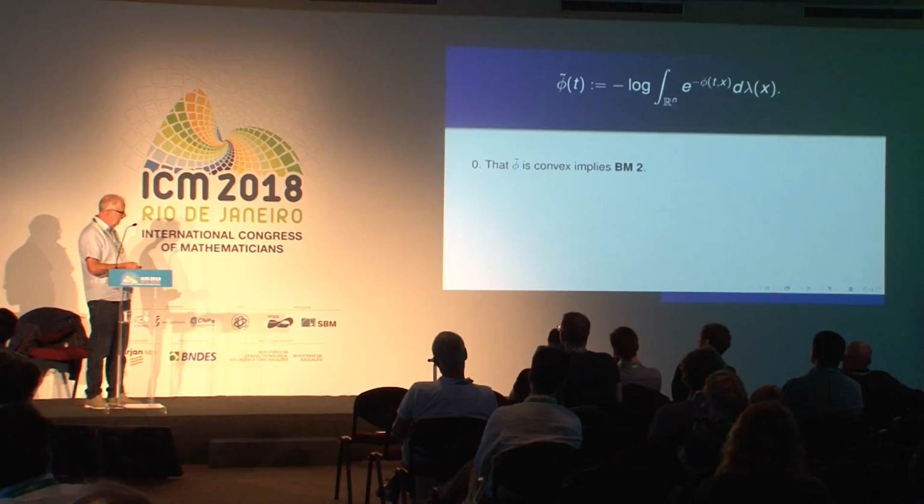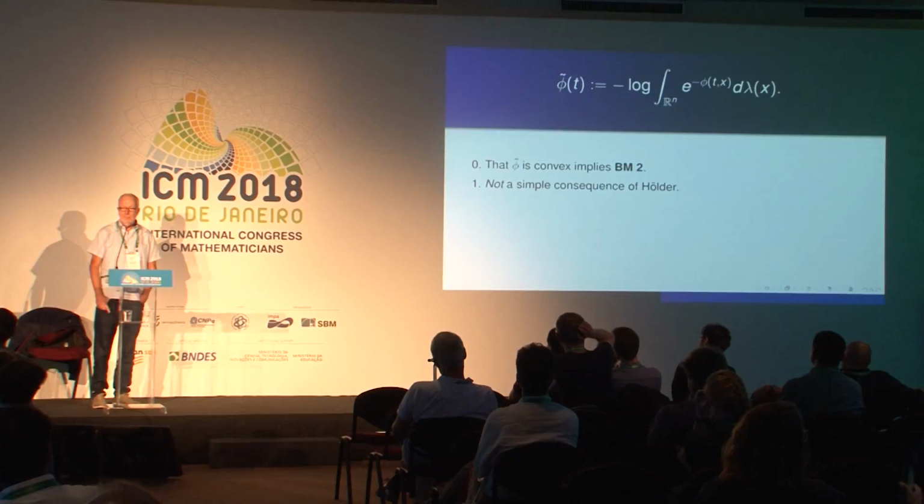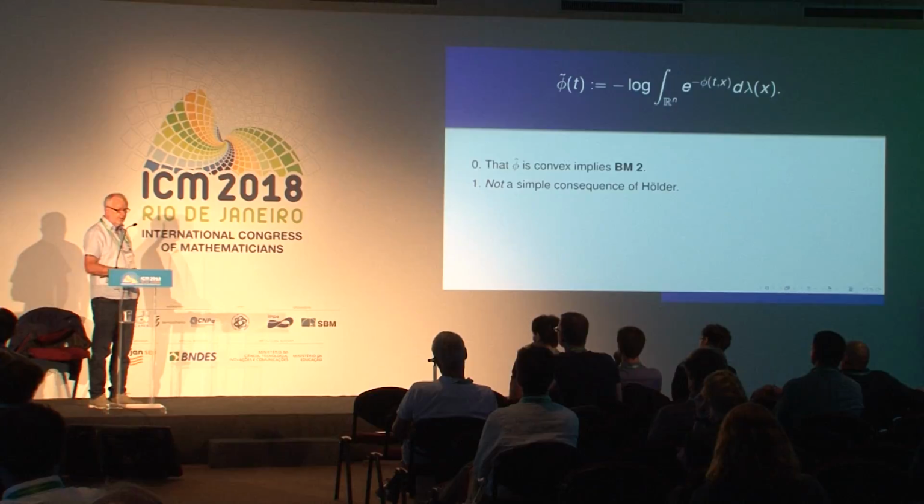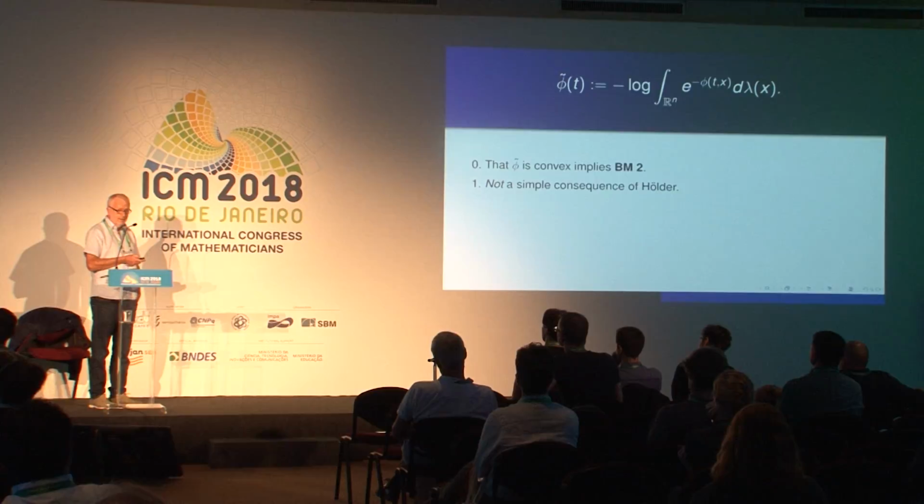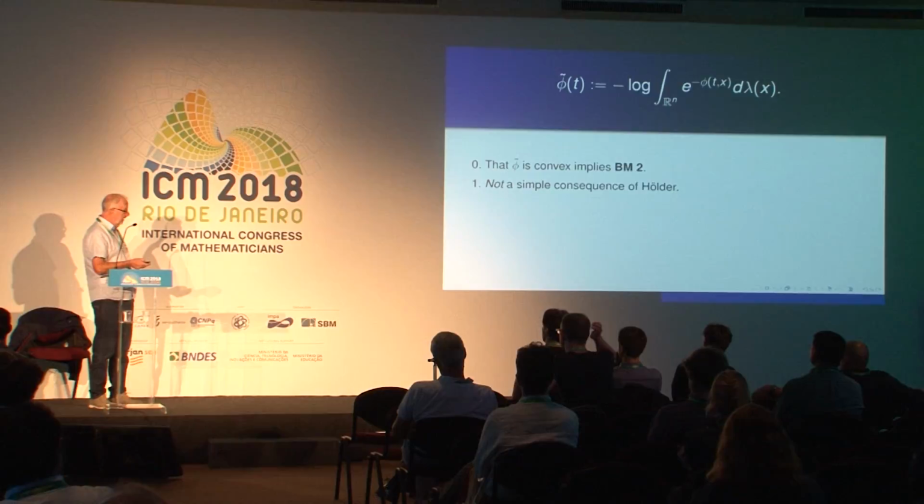And the second important point to make is that this is not so simple. It's not an easy consequence of Hölder. That's maybe the first thing you will think about. I can prove this just by using Hölder's inequality and the definition of convexity. But if you try to do that, you will find that you will need a version of Hölder that goes in the other direction, in the wrong direction. So that's not true, so you cannot prove it in this way.